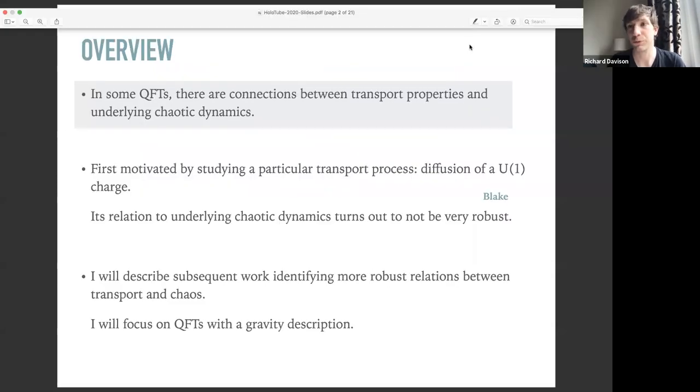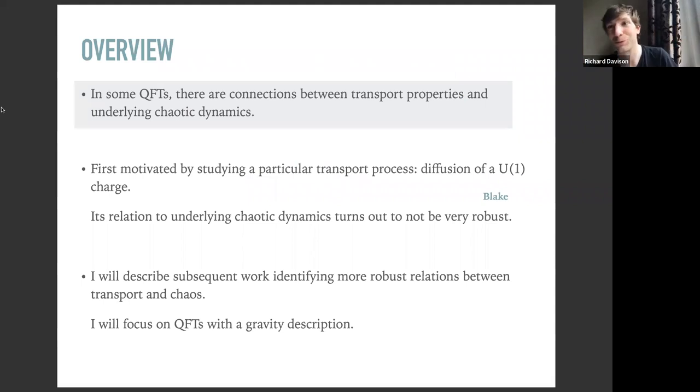Okay, so the main zeroth order message in my talk is contained in the title, which is that in some quantum field theories, in particular those that have a classical gravitational description, there are some connections between transport properties and the underlying chaotic dynamics. So this idea is not new, and it was first proposed about 4 years ago now by Blake.